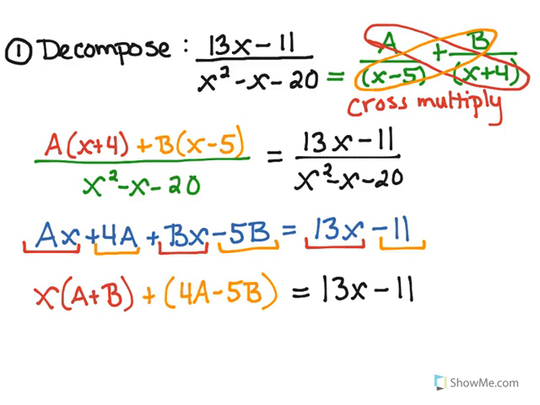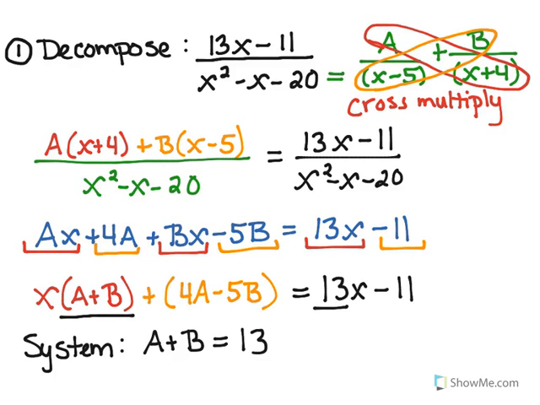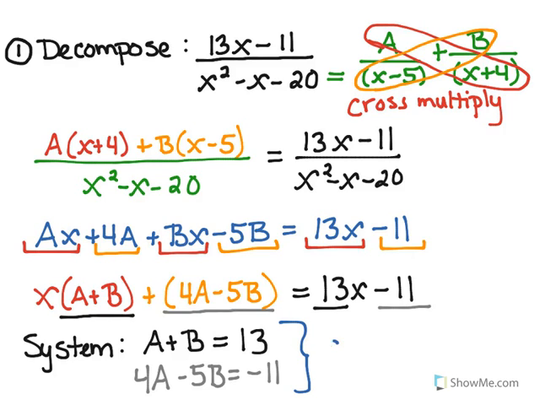13x minus 11. So here's my system. The coefficient in front of x here is equal to the coefficient in front of x here. So a plus b has to equal 13. And then my constant term here has to be equal to my constant term here. So 4a minus 5b is equal to negative 11. So we are going to solve this system. I'm going to use elimination.